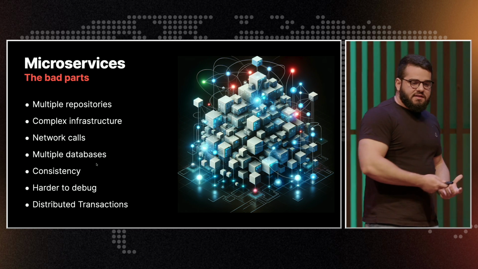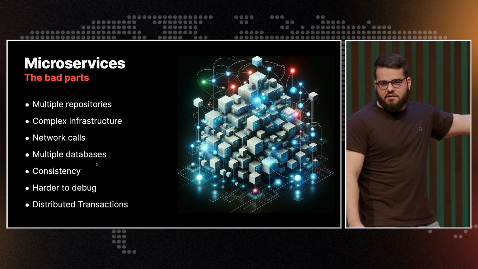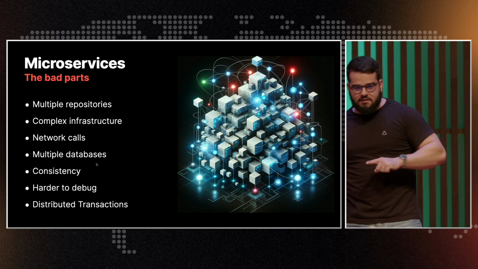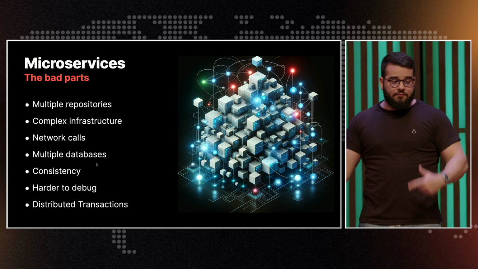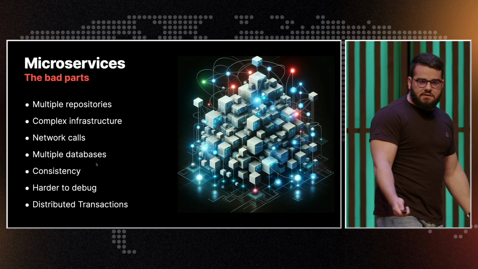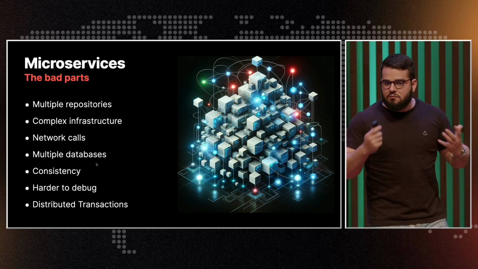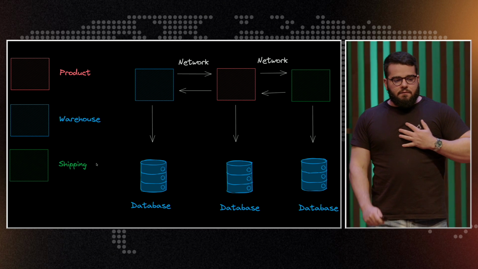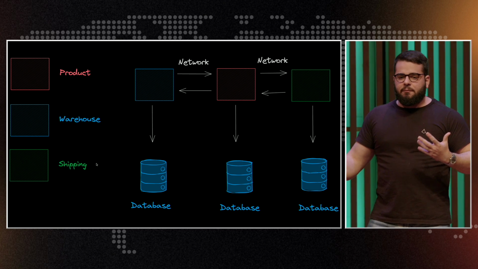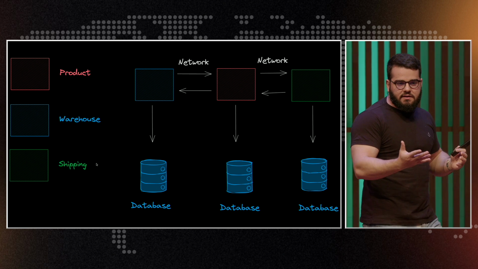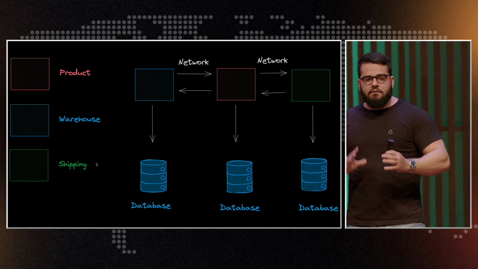You have to deal with consistency, so we have database transactions in monolithic applications. You don't have them in microservices. You need to do compensatory events. You need to do sagas, for example. And they're much harder to debug just because you have multiple applications. So the infrastructure itself is more complex. This is what a microservices-driven application kind of looks like. So you have those boundaries, you have multiple databases usually, and you communicate through the network.